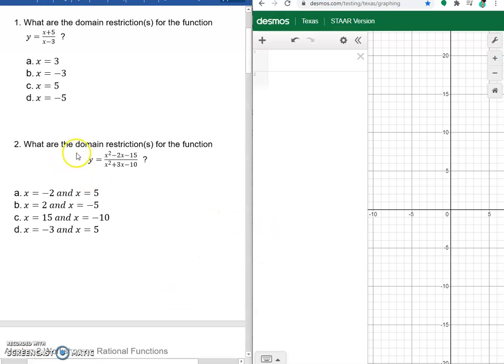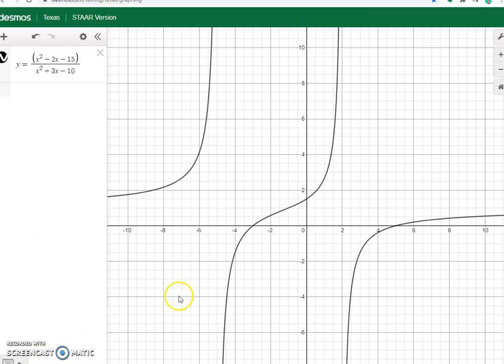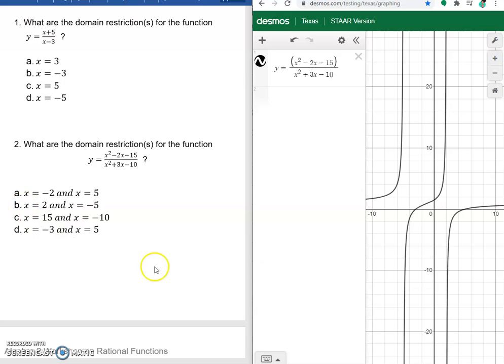Example number 2, what are the domain restrictions for this one? And now for this, let's go ahead and plug this in on Desmos. Okay, after plugging it in on Desmos, it's actually the set of all real numbers, but it cannot touch these vertical asymptotes. So at x equals 2 and x equals negative 5, your graph is not touching those restrictions. So those are your answers. x equals 2 and x equals negative 5 cannot be in your domain. So the answer is B.